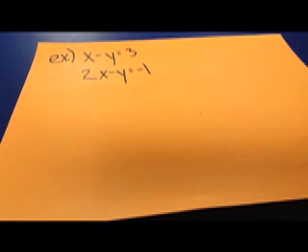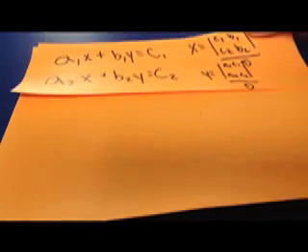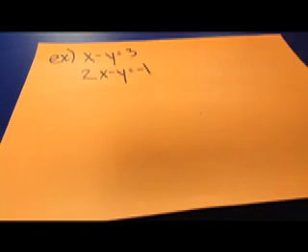So now you use the equations a1x plus b1y equals c1 and a2x plus b2y equals c2. And then to find x and y, x equals the determinant of c1, c2, b1, b2 all over D, and y equals the determinant of a1, a2, c1, c2 all over D. Now we just plug it into our formula.